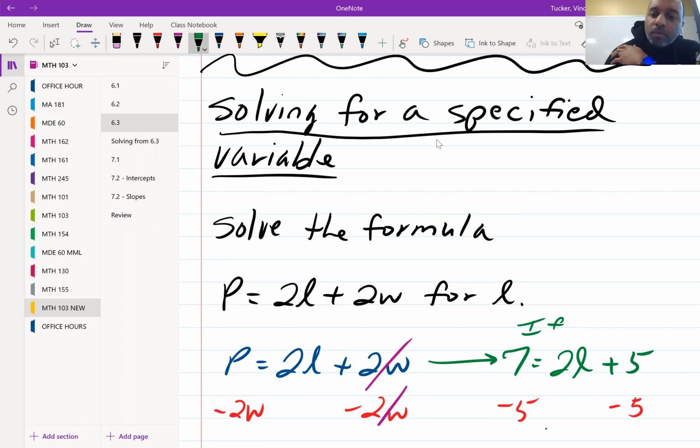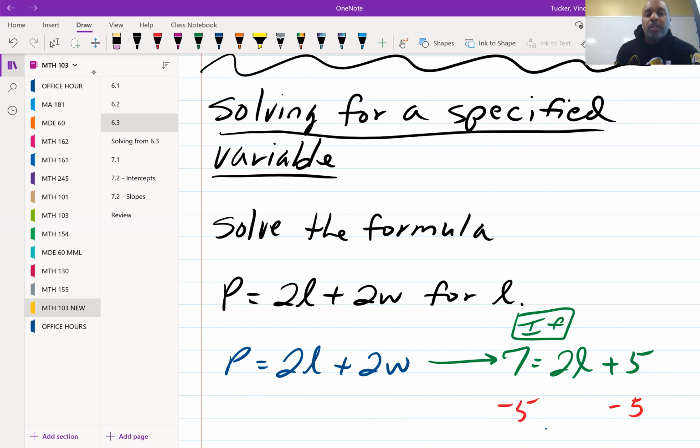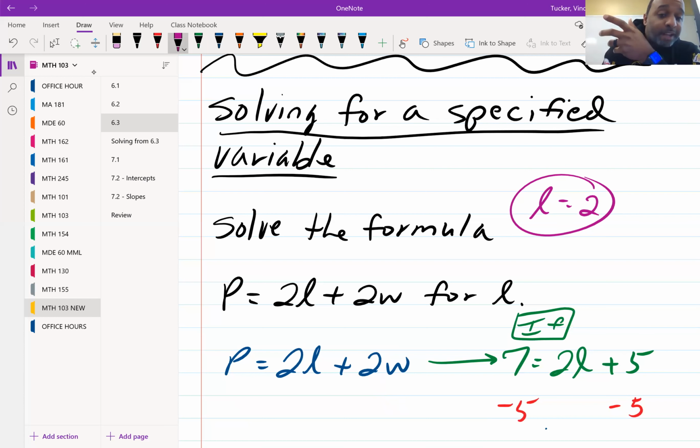All right. So in this section, they'll give you a formula, like you see right here. It says solve the formula for a certain variable. So we have P equal to 2L plus 2W, and we want to solve for L. Whenever you solve for a specified variable, there's no guarantee you're going to have something like L equal to 2, in other words, a solid number. You're more than likely going to have more than one variable, and you're going to have the one variable you're solving for on one side of the equation, equal to an expression.